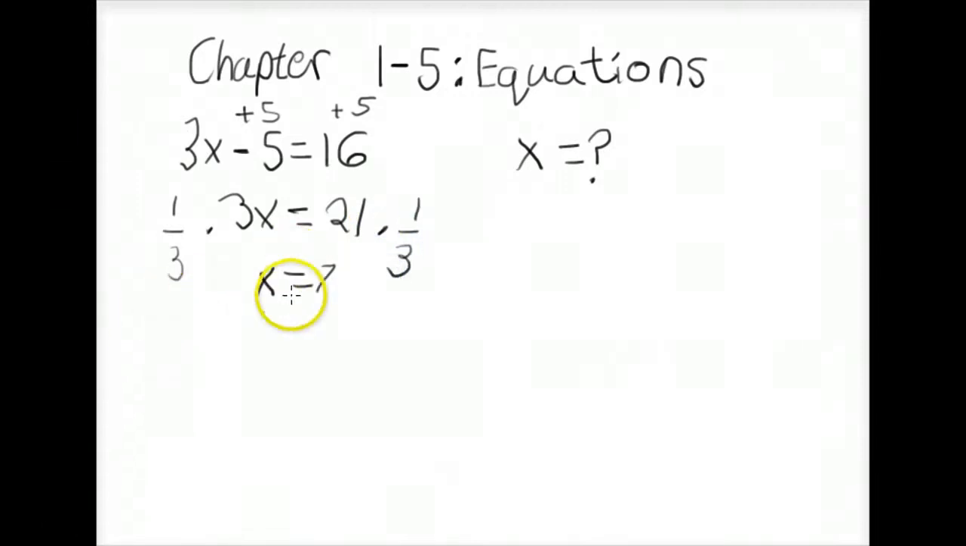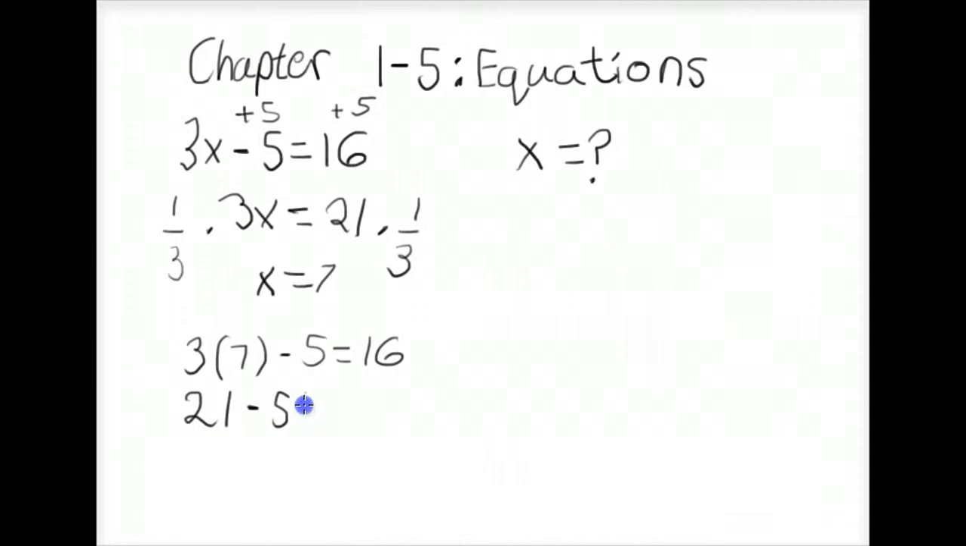Now, if you plug 7 back into the original expression, then we would have 3 times 7 minus 5 equals 16, which would be 21 minus 5 equals 16. And then 16 equals 16. So this value of the variable must be true.